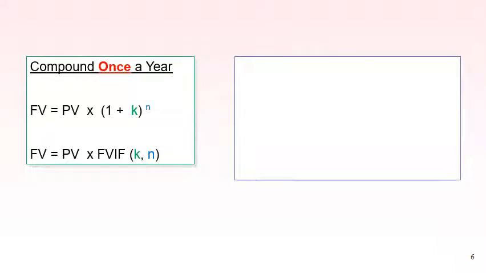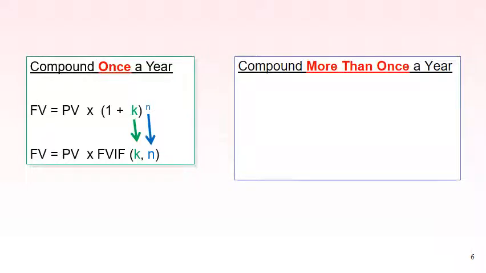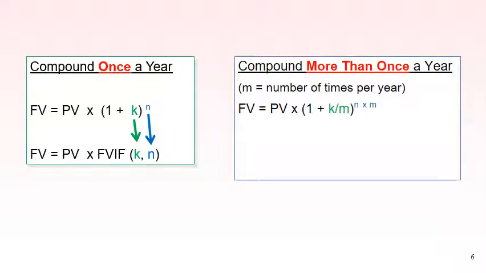Look at the left hand side. The interest is compounded once a year. The K and the N are straightforward. If the interest is compounded more than once a year, M equals the number of times per year. So the formula we rewrite in this manner. Take note of K divided by M and N times M. For the table method, it will be the same: K divided by M and N times M.